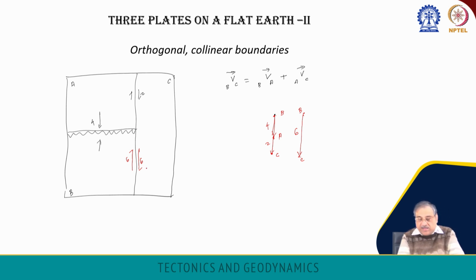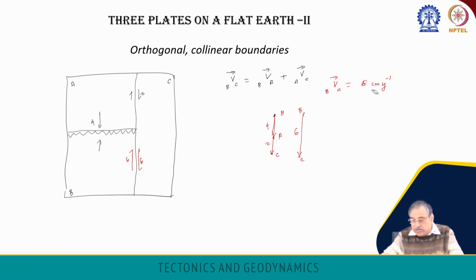C. So since the plate boundary between A and C is collinear with the plate boundary between plates B and C, therefore the boundary between plates B and C will also be a transform fault, right? However, the velocity associated with it is different. The relative velocity of C with respect to B would therefore be equal to 6 centimeters per year. So you'd have a value of 6 centimeters per year.